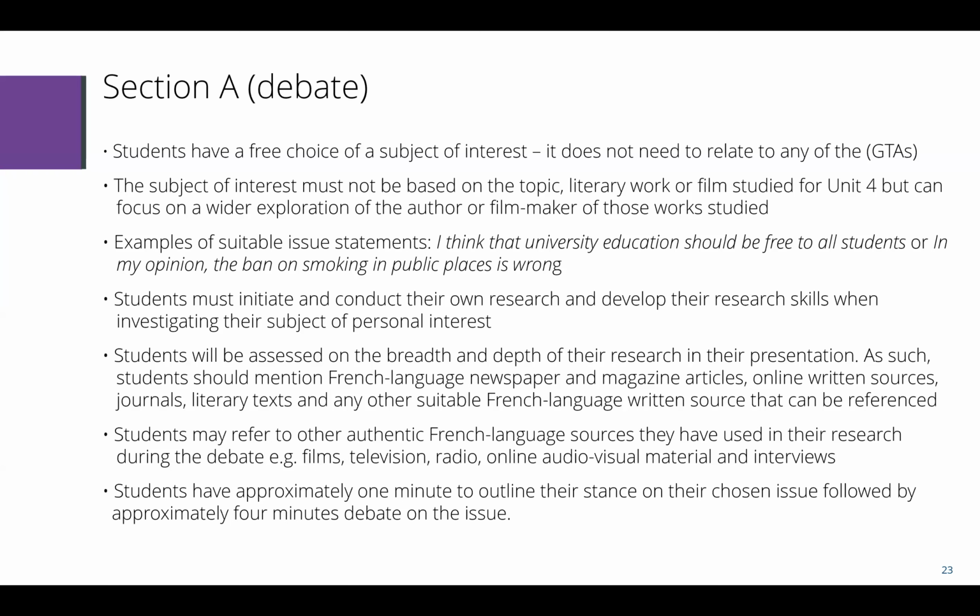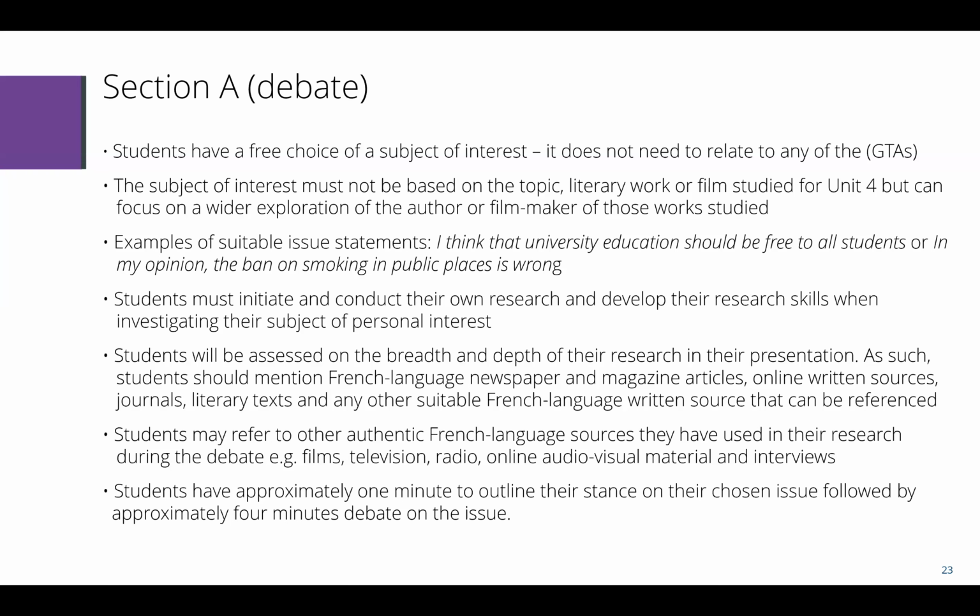And then right at the bottom, as you can see, it says that the students have got 1 minute to outline their stance, and they have 4 minutes of debate on the issue. Now, if it's you that is conducting the oral, you really need to know in advance what these issues are, because you've got to prepare yourself a little bit. You have to come up with opposing arguments and to facilitate the student to defend and debate their standpoint.